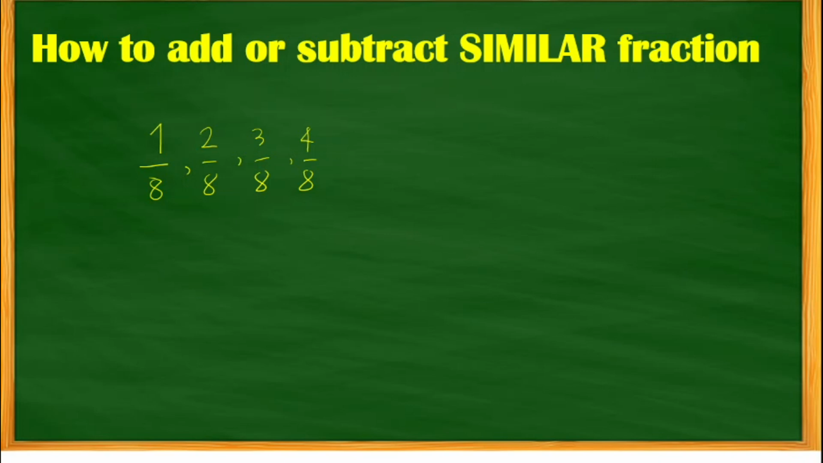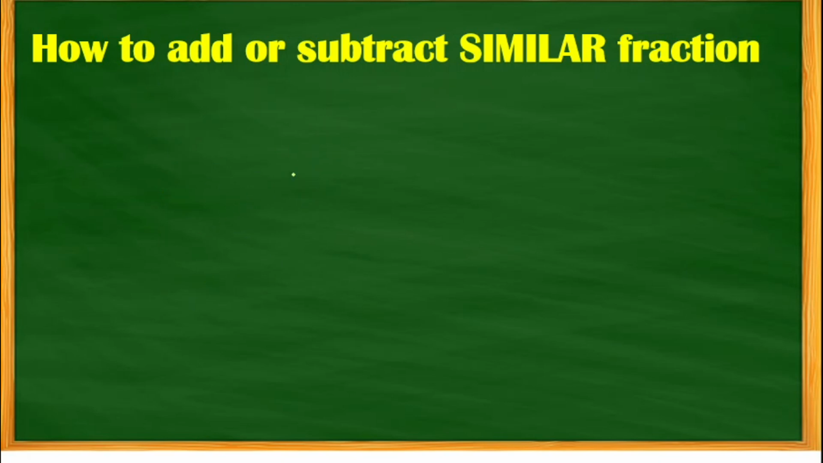When we say dissimilar fraction, the denominator is not the same. So 1/8, 3/4, 2/6. So the denominators are not the same. So that would be the dissimilar fraction.